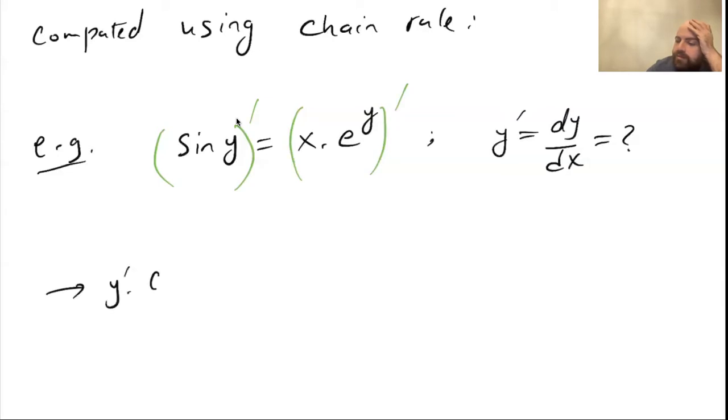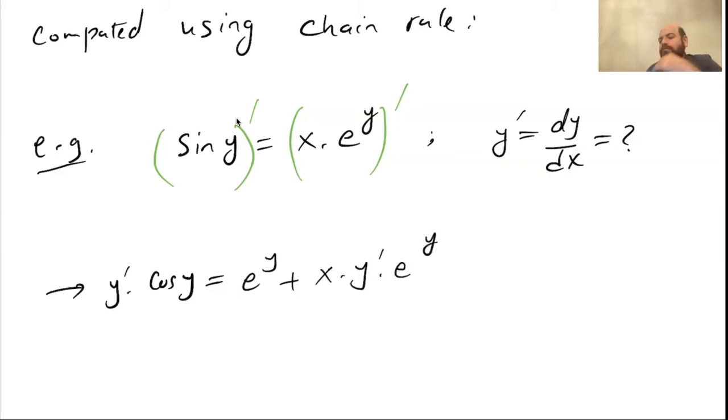So y prime times cos y equals, now for the other side, derivative of a product of two functions, I have to use product rule. So first derivative times second plus second derivative times first. So first derivative is 1 times e to power y plus x y prime e to power y. Derivative of x is 1. Derivative of e to power y is e to power y times y prime.